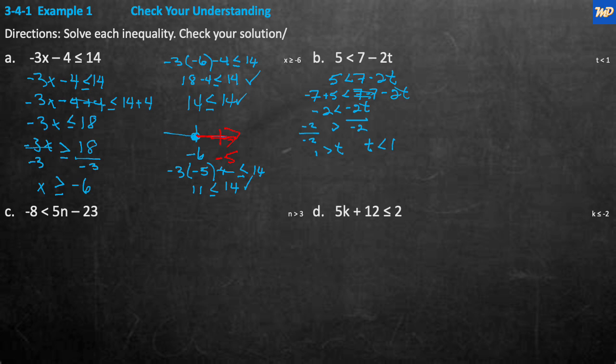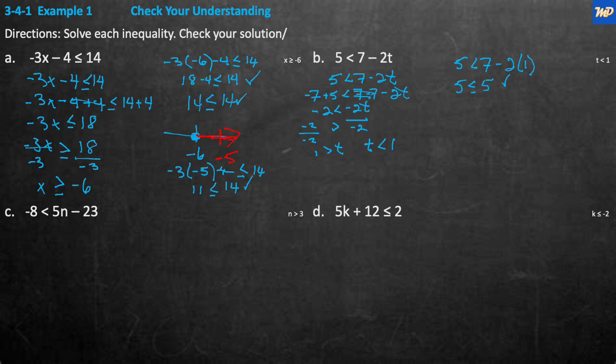And then to check this, we're going to put the solution of 1 in and treat this like an equation. So now I'm going to say 5 is less than 7 minus 2 times 1. And when I do that, I'm going to get 5. Less than, I'm going to put the equal in there, right? So now this is 2. So 7 minus 2 is 5. So this checks. It is equal.